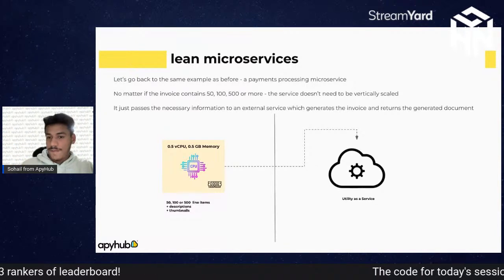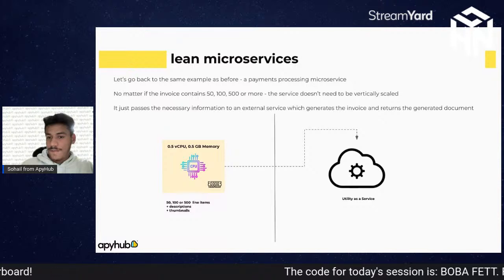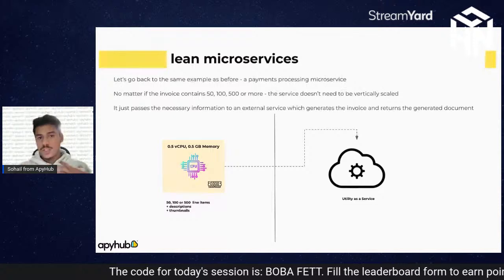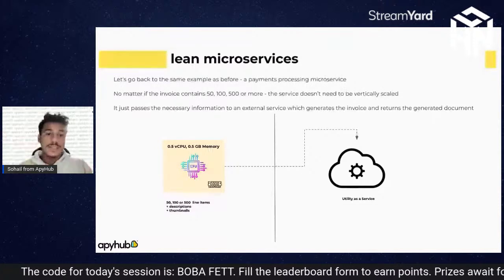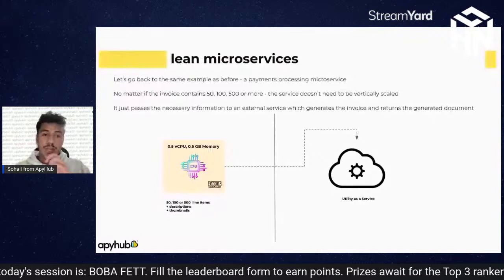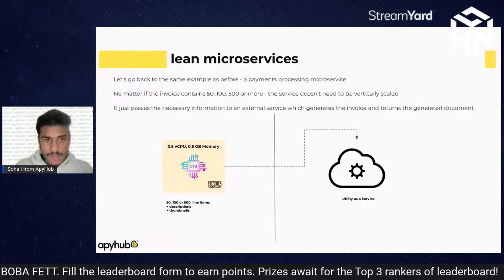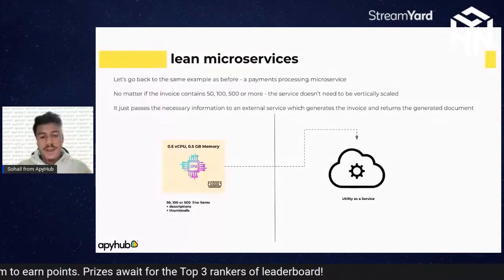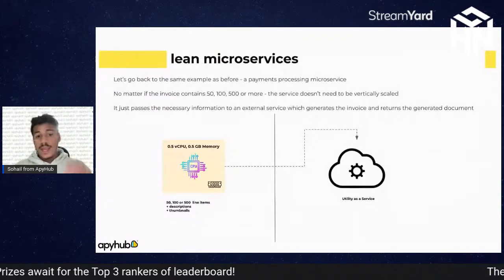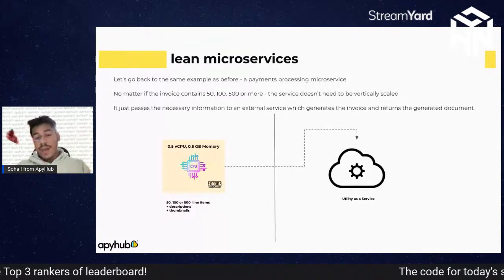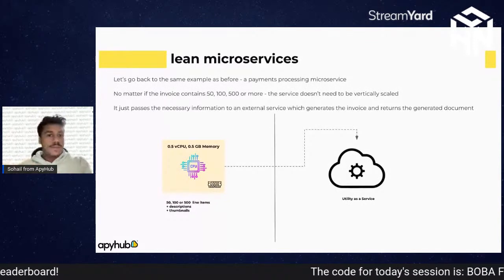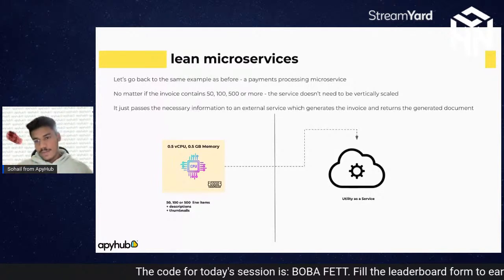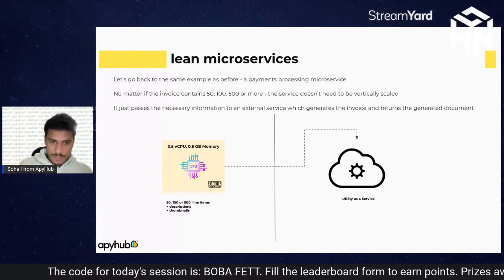It's always about demand and supply. Whatever the demand you have, utility as a service will make sure that you get a return for that. It's just passing the information. We can give all these parameters or headers to the service, and it will give us the invoice. That's all. It's give something and take something.